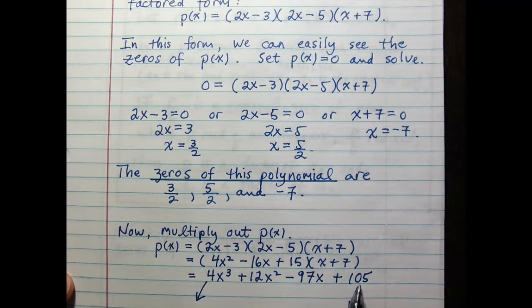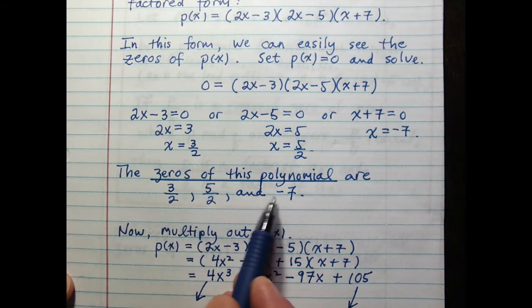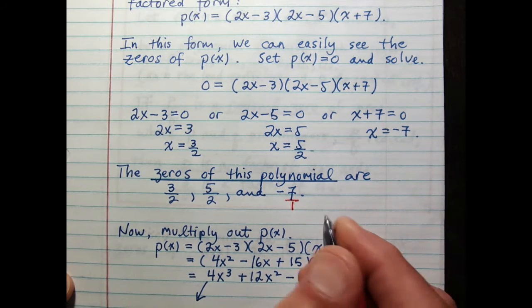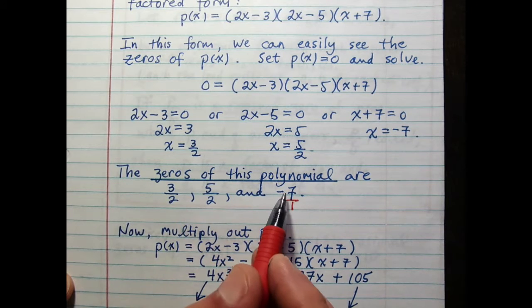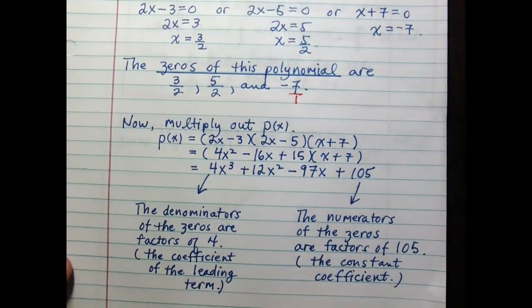And when you think about where the 105 comes from, the constant term, that's actually 3 times 5 times 7. 3 times 5 is 15, 15 times 7 is 105. And so this 105 has factors 3, 5, 7, and the numerators 3 and 5, and we're also going to call that negative 7 a numerator because we can think of that negative 7 over 1, right, as in fraction form. So the numerators of the zeros are factors of 105. And that's really what this rational zero theorem is going to be all about.